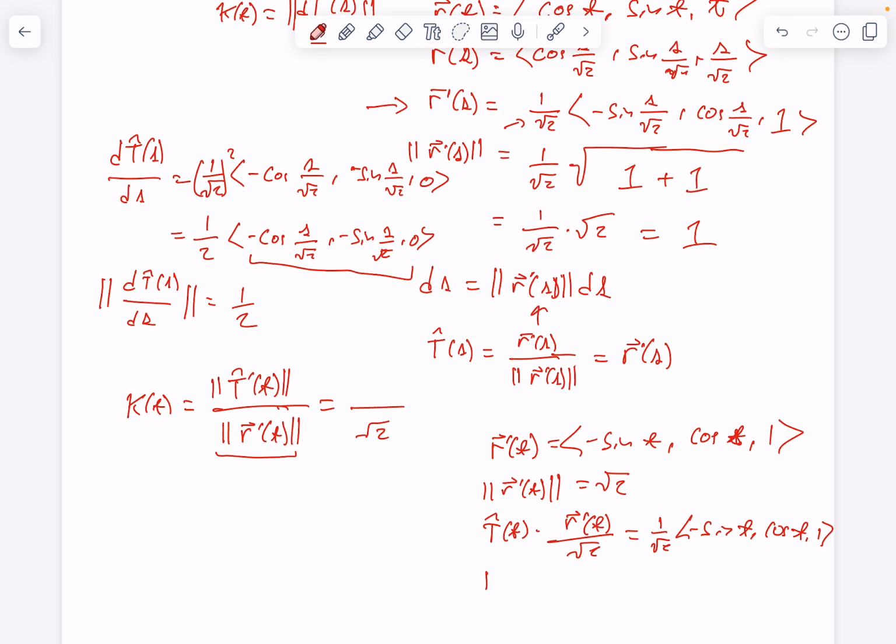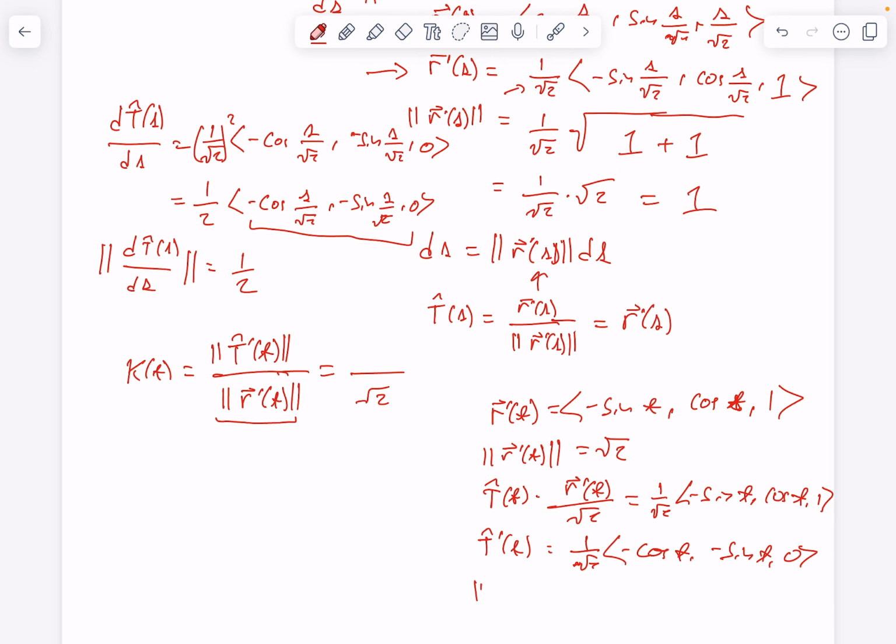Now I need to take the derivative of that. The derivative of that is going to be 1 over square root 2 times minus cosine t, minus sine t, 0. Now I need to take the magnitude of this. The magnitude of this is going to be 1 over square root 2. So I put that here, 1 over square root 2, and that gives me 1/2, just as it did over here.